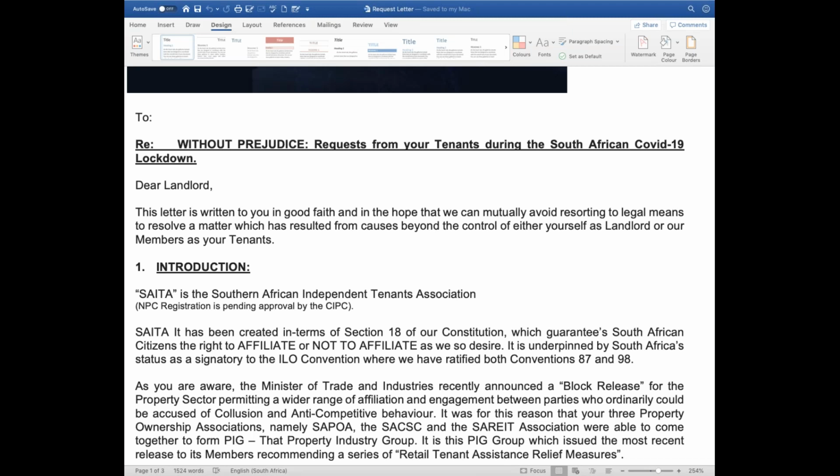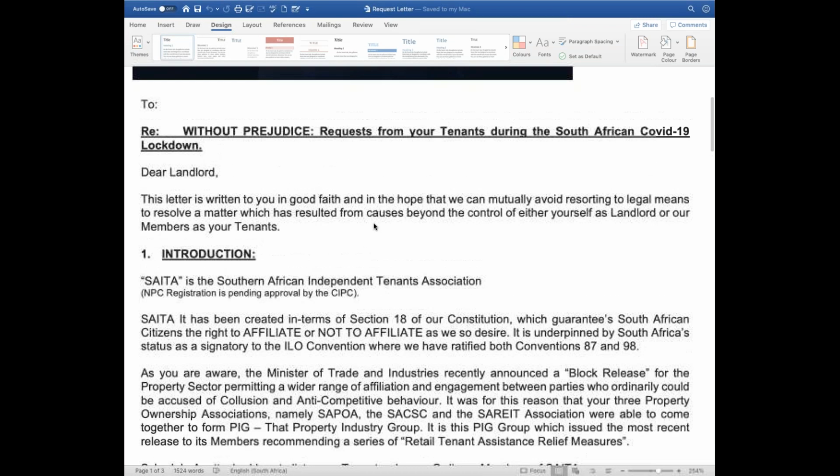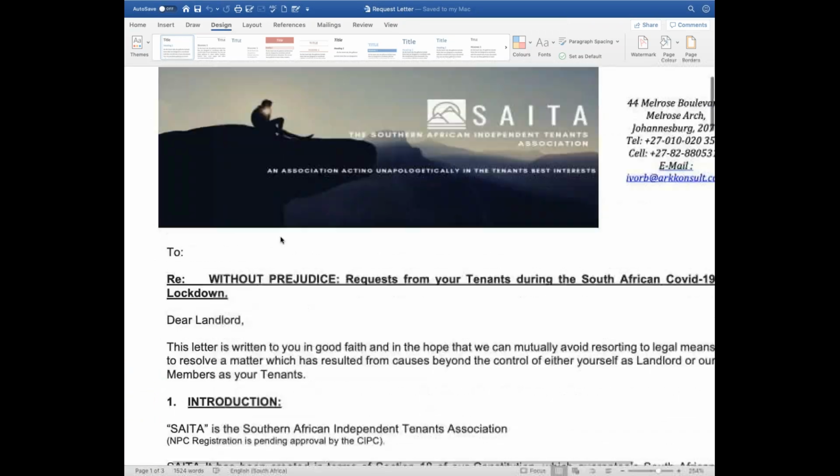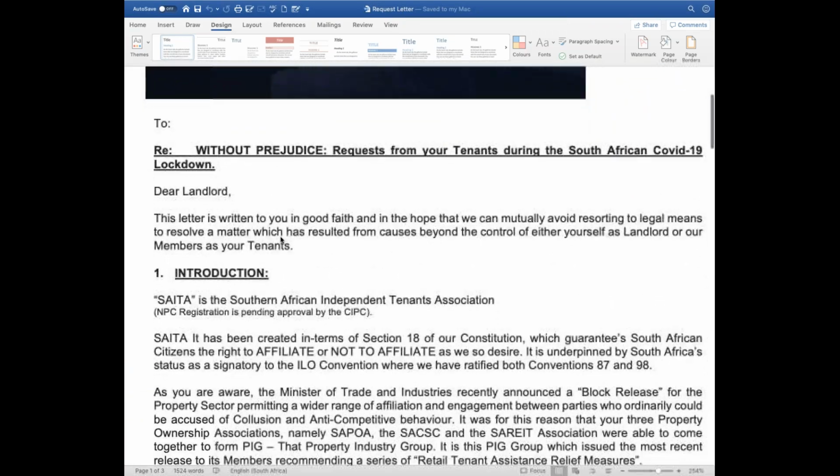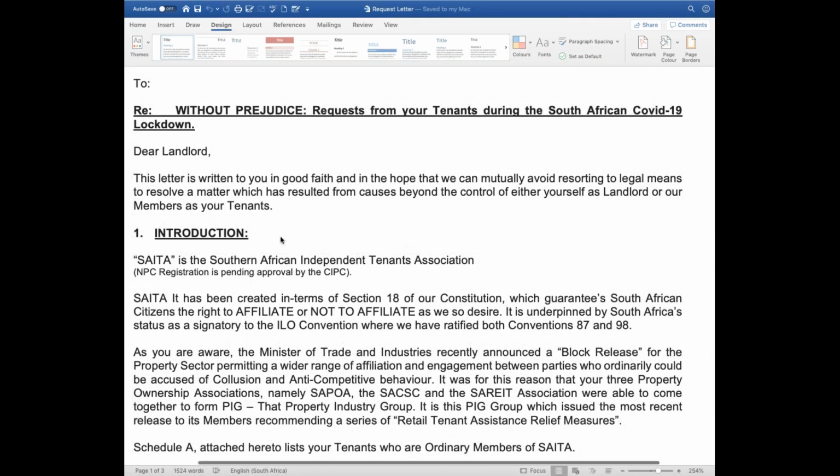So let's maybe just read through the letter so that everybody's comfortable on a paragraph by paragraph basis. Dear landlord, so it's first of all a without prejudice request from your tenants during the COVID lockdown. That without prejudice is quite an important component, because what it basically says is that this is an exploratory discussion we're looking for, which cannot be held against us, and we certainly don't want you to at any stage act as if there's a legal obligation arising from this letter until such time as we agree on what that legal obligation should be.